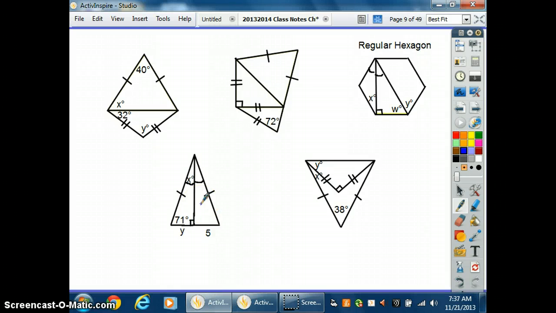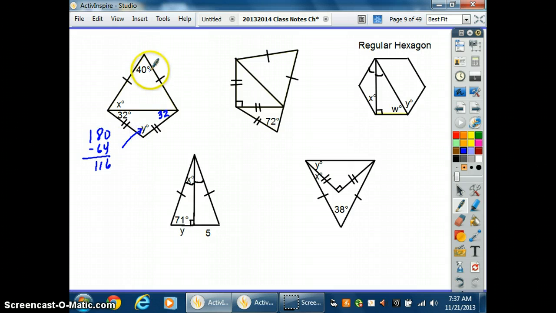If you could find this page in your notebook, we'll do a few problems here with isosceles triangles. All right, the first one over here on the left, I see that we have two sides that are congruent. So that makes this angle be 32, since it's a base angle. And that adds up to 64. So if we take 180 and subtract 64, we end up with 116 for this angle.